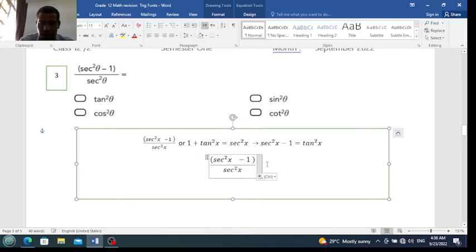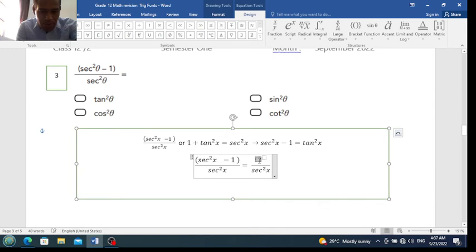We told that tangent square of x divided by sec square. Clear? But sec square is what, learners? It is 1 over cosine. I'll just write this, sec square equal, then I will make copy for this. Equal what?